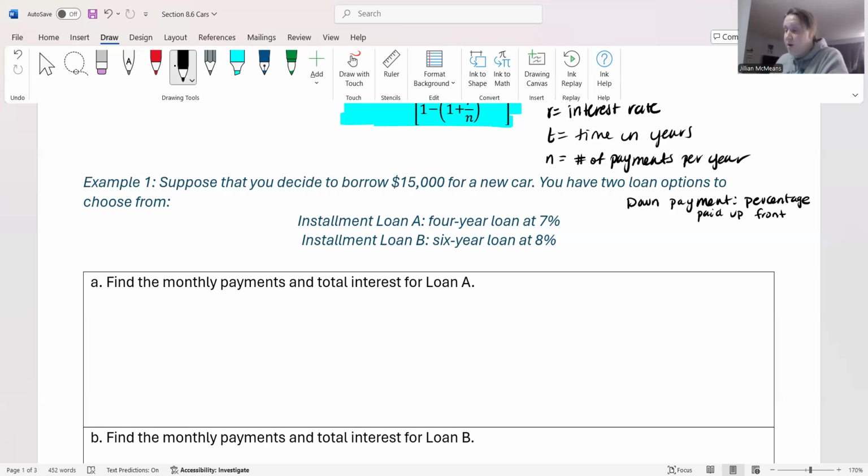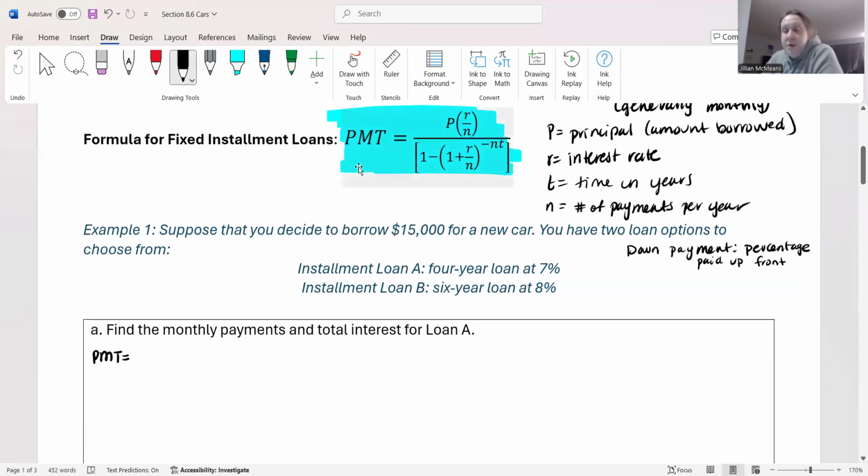Okay, so let's go ahead and look at installment loan A. Part A says find the monthly payments and total interest for loan A. So PMT. For the formula we need for PMT, the numerator of this formula, we take P, which is how much we're borrowing. So we're going to borrow 15,000. We multiply it by our interest rate divided by N. We're going to make monthly payments here, so N is 12. I'm going to take my interest rate, which is 7%, so 0.07, and divide it by 12.